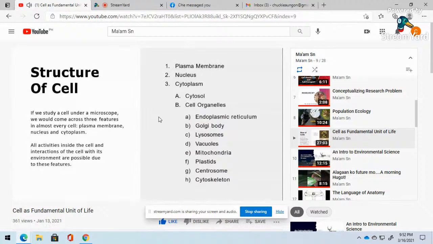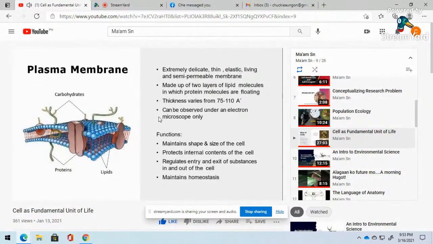So if we study a cell under a microscope, we would come across three features in almost every cell. These three features are the plasma membrane, the nucleus, and the cytoplasm. All activities inside the cell and interactions of the cell with its environment are possible due to these structures. So let's start with the plasma membrane.